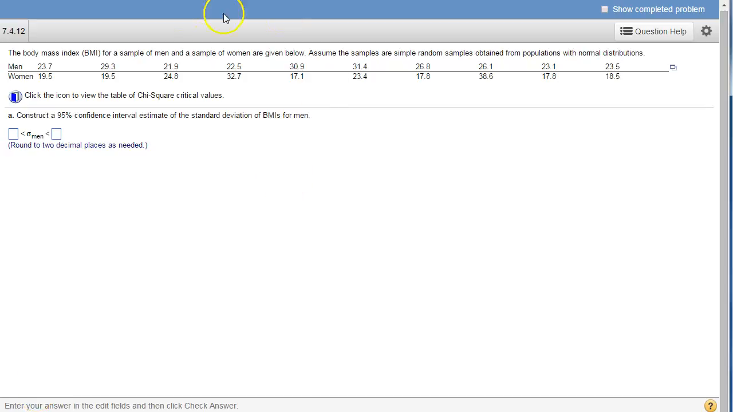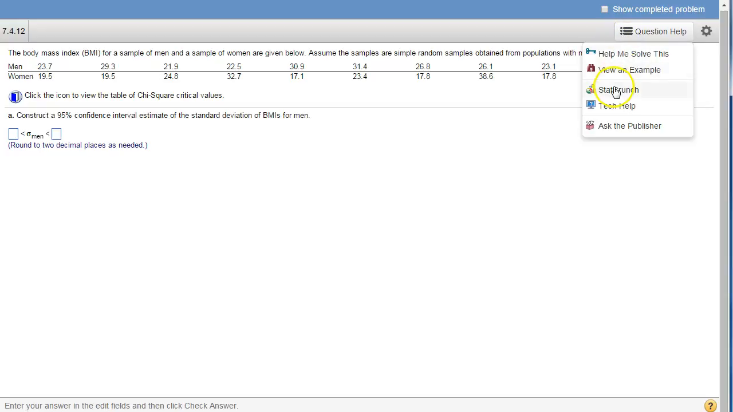iStats class, this is another homework question from your 7-4 homework. We're still doing population standard deviation and a confidence interval. We have the lower number and the upper number around that parameter notation. That means we're doing a confidence interval, and it says it right there as well. But when we have data like this, we're going to have to enter the data in.